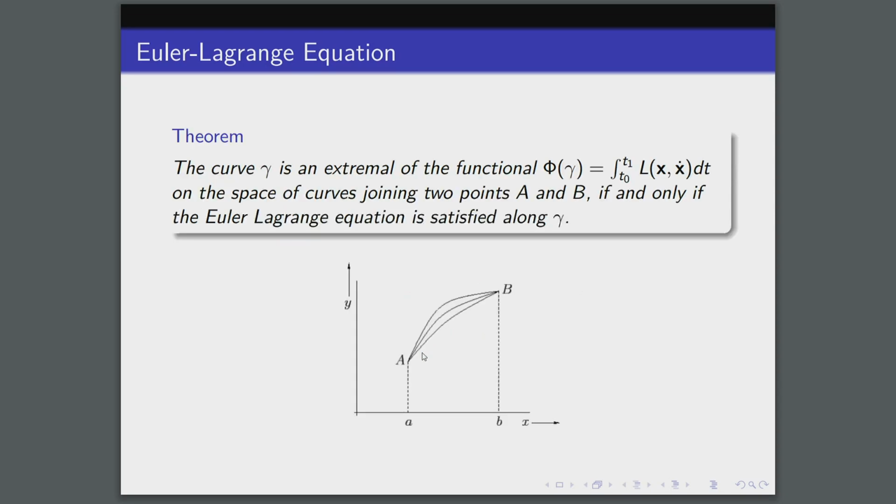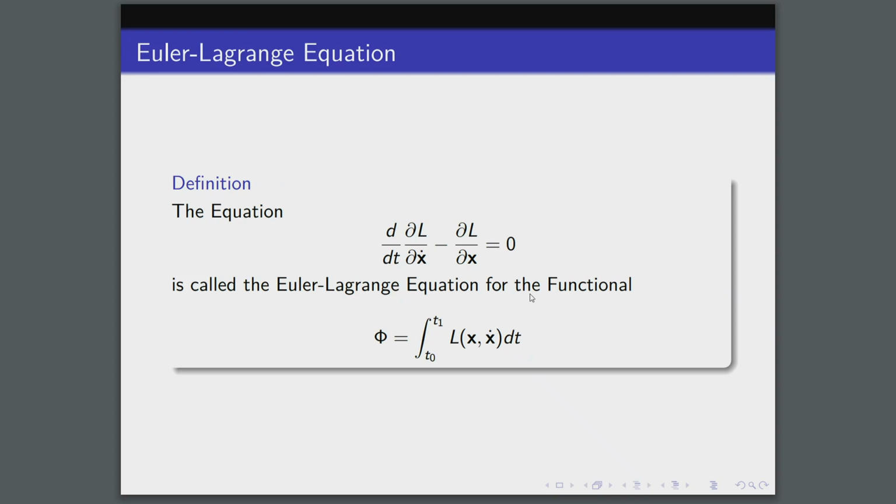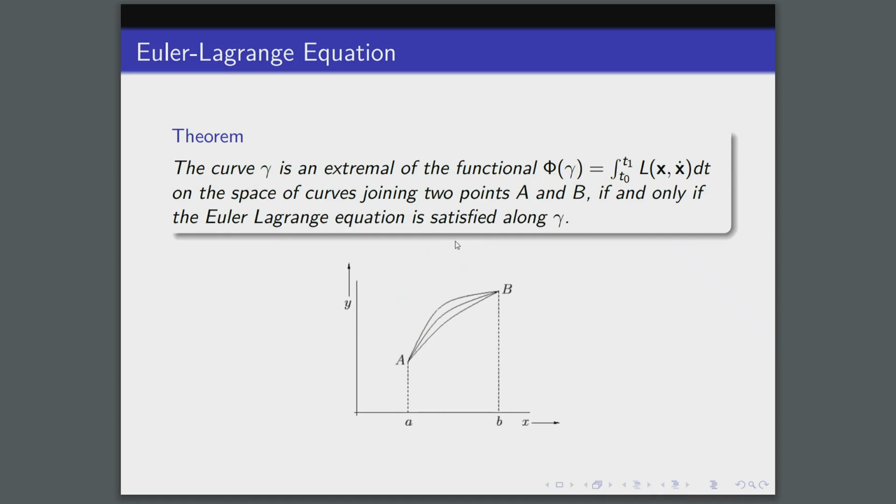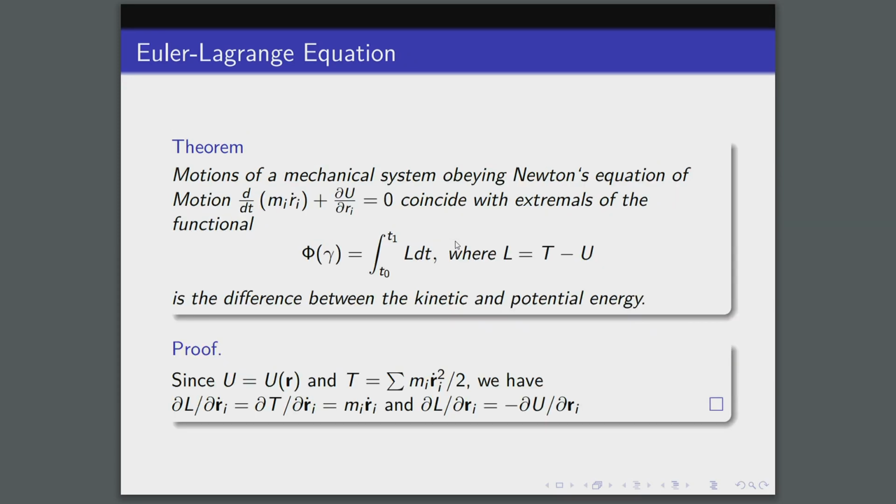And we have the following theorem: a curve gamma is an extremal of the functional that we're interested in, on a space of curves joining two points A and B, if and only if the Euler-Lagrange equation is satisfied along gamma. This means that if gamma fulfills this equation, then it is an extremal of the functional we're interested in. And we can generalize this concept of the Euler-Lagrange equations delineating what an extremal is by the following theorem.